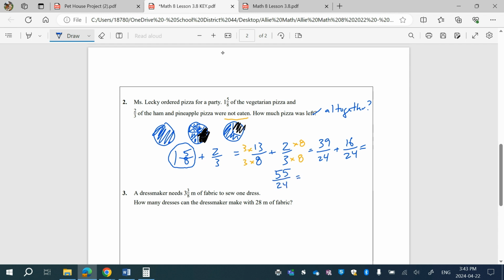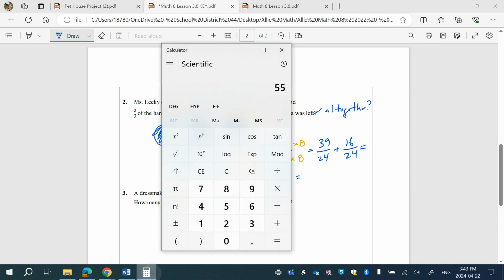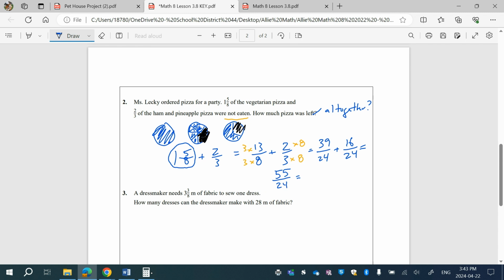And now we can convert this to a mixed number. So it can go in there twice. That brings us to 48. 24 times 2 is 48. And it looks like we have 7 over 24 left over. So altogether, there were 2 7/24 pizzas left over. There you go.